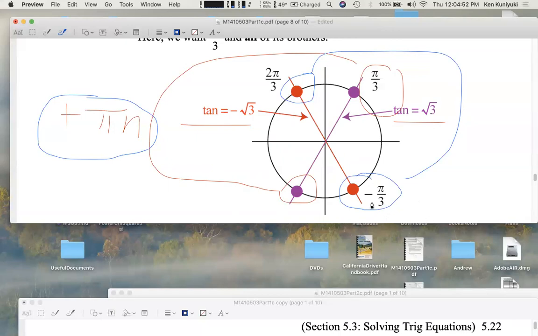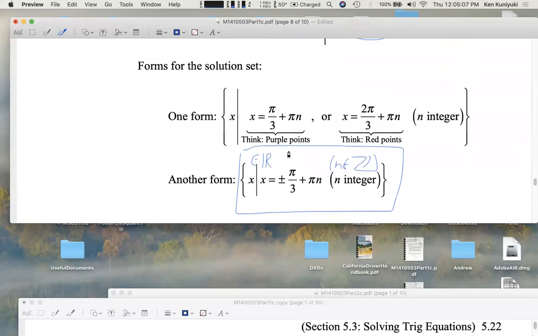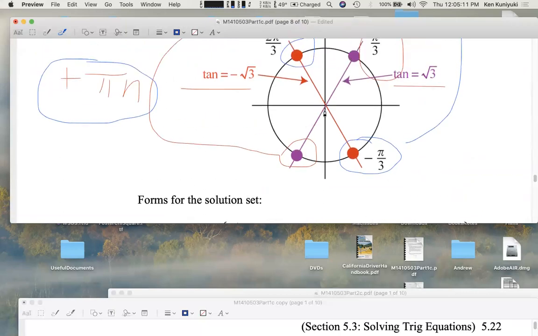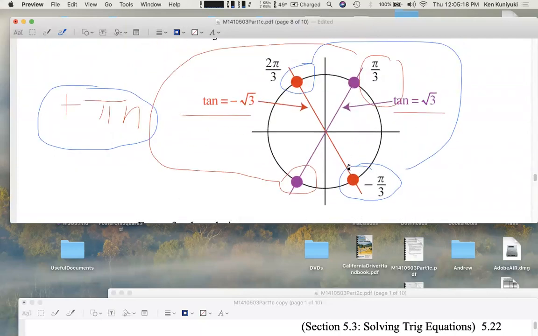Or if you don't like negative angles, instead of negative pi over 3, remember, you can take any representative for either red point. You could take 2 pi over 3 plus pi n if you want these two red points over here. So instead of plus or minus pi over 3 plus pi n, you could do pi over 3 plus pi n, and you pick up all the representatives for the purple points. Or x equals 2 pi over 3 plus pi n. That's another way of picking up all the representatives for the red points.